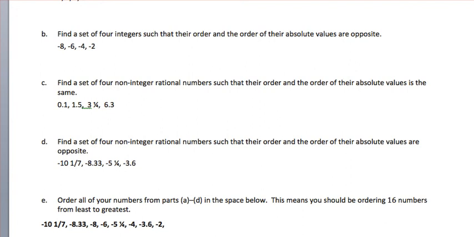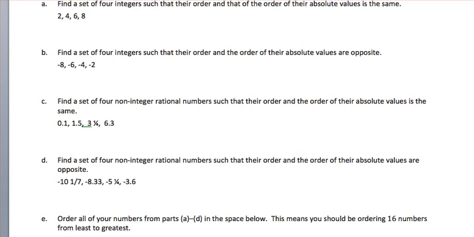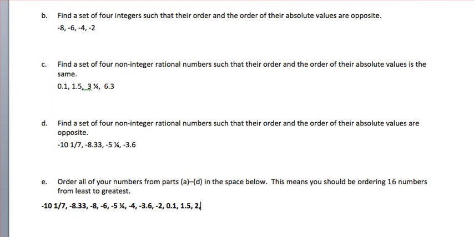Then looking at our positive numbers, we have 0 and 1/10, 1 and 5/10. Up above, we have 2, and then 3 and 1/4. There was a 4 up above, a 6 up above, and 6 and 3/10, and finally 8 was the largest number on our list.